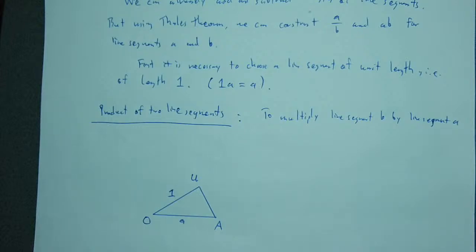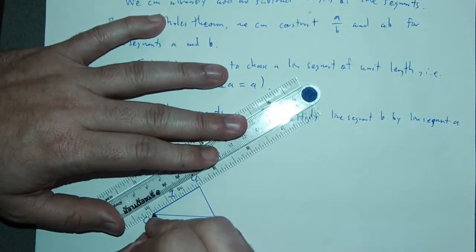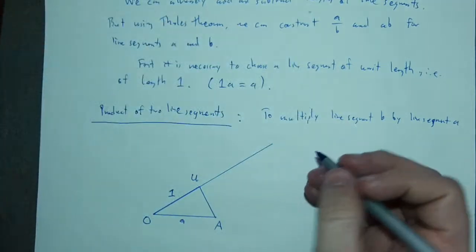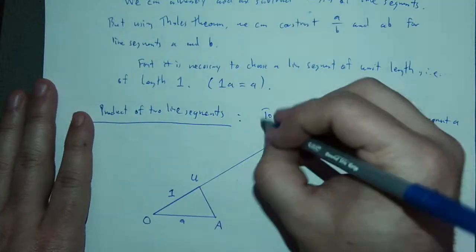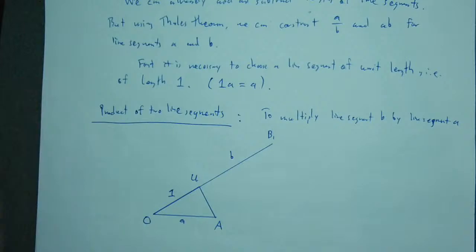All right, and so what I do then is I construct off this line segment. I extend the line segment UO, however much I need to extend it, until this segment from U to some B sub 1 is exactly length B. How could I do that? Why is that allowed? Why is this construction allowed?